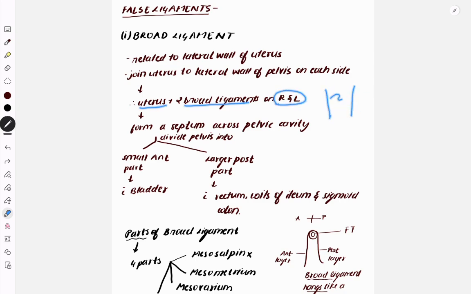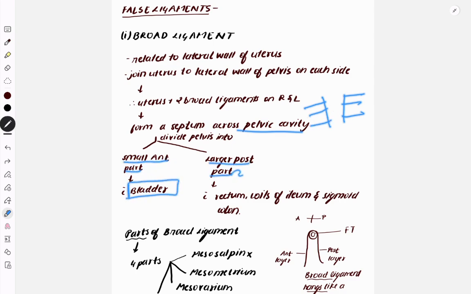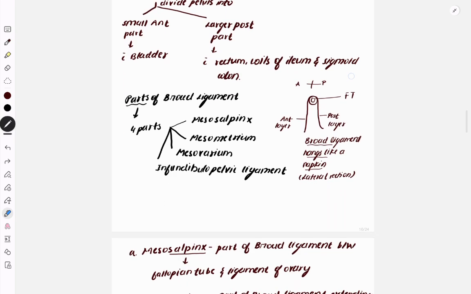So if this is the uterus and if these are the broad ligaments which join the uterus to the pelvic wall, this broad ligament along with the uterus forms a septum across the pelvic cavity, and this septum, which is formed by the uterus and the broad ligament, divides the pelvic cavity into a smaller anterior part containing the bladder and a larger posterior part containing the rectum and coils of small intestine.